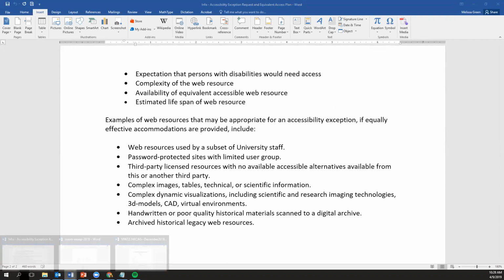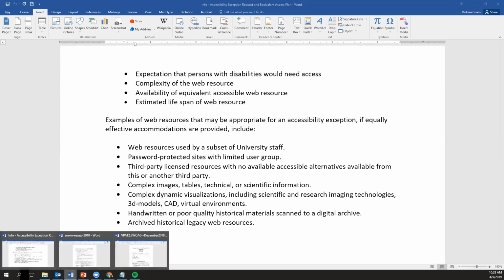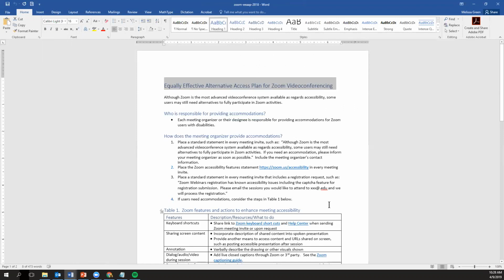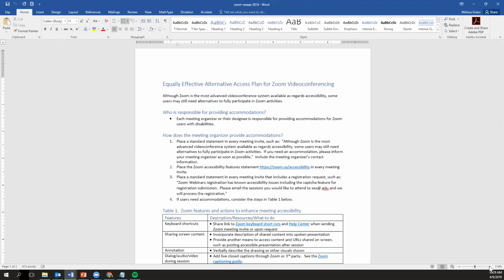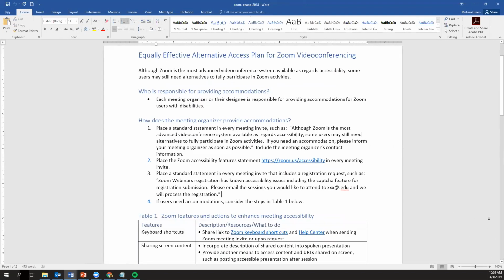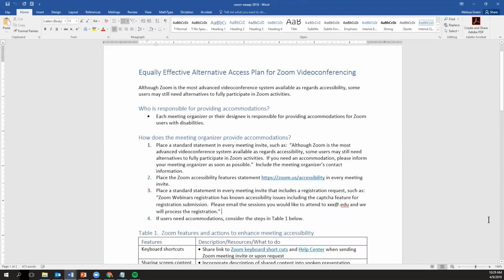Rachel also shared an example of what we think is a good equally effective alternate access plan for a technology that many of us use at UA, Zoom video conferencing. So Zoom is actually pretty well regarded in terms of accessibility. They've done a lot of work with the University of Washington and some other constituents to make their product fairly accessible. They've made a lot of accessibility improvements to the product. It's still not fully accessible.